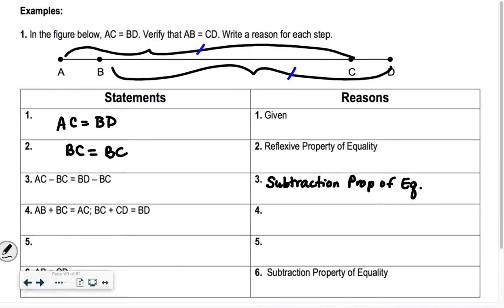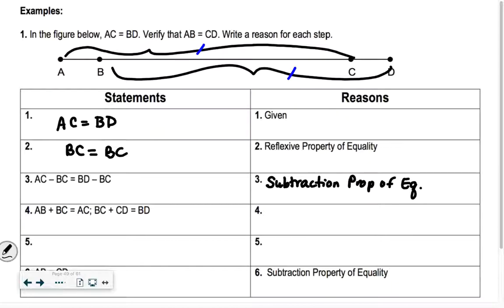So sometimes you'll see textbooks put in this step where it's BC equals BC. Sometimes you'll see textbooks just go straight from step 1 to step 3. Do you guys see how we could just subtract the same thing from both sides, BC and BC, and that's the subtraction property of equality? That's fine. I could have subtracted anything from both sides.